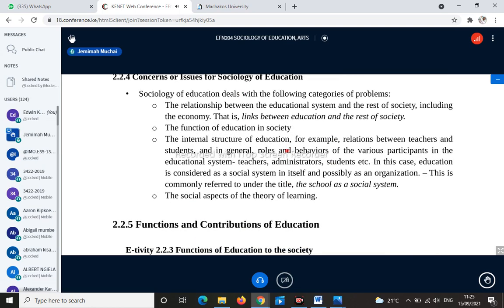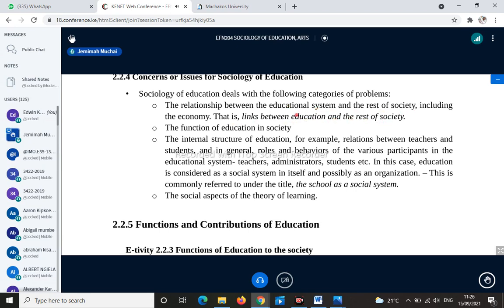Concerns or issues for sociology of education. What does sociology of education deal with? It deals with the following categories of problems: the relationship between the educational systems and the rest of society, including the economy. That is, links between education and the rest of society.